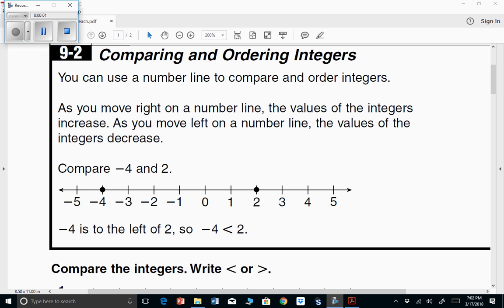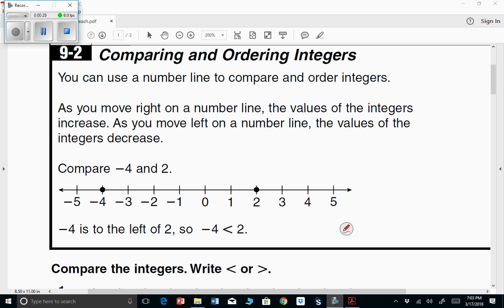Grade math, lesson 9-2, comparing and ordering integers. Remember that integers are the positive and negative whole numbers. You can use a number line to compare and order integers. As you move right on the number line, the values of the integers increase. As you move to the left on the number line, the values of the integers decrease.